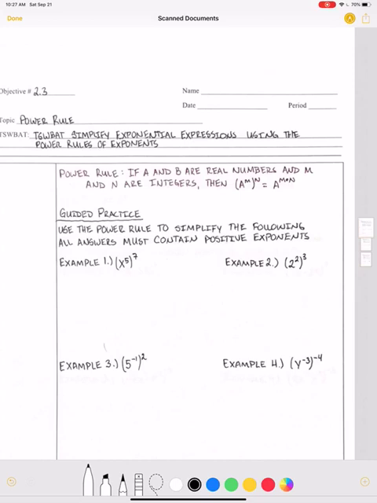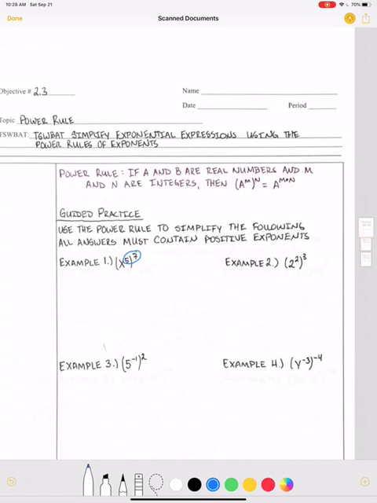The power rule states that if a and b are real numbers and m and n are integers, then a to the power of m raised to the power of n equals a to the m times n power. All that's saying is if you have an exponent raised to a power to another exponent, that means that you multiply them. So in example 1, I have x to the 5th raised to the power of 7.